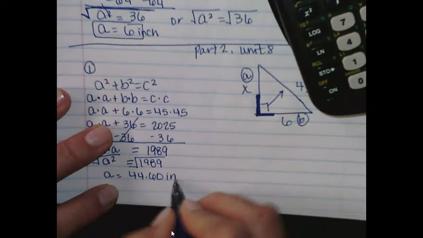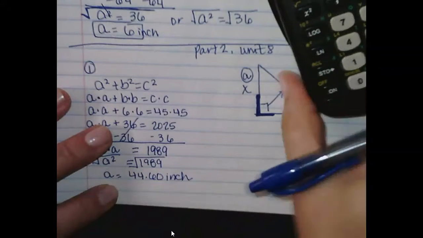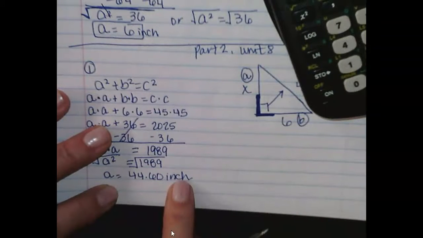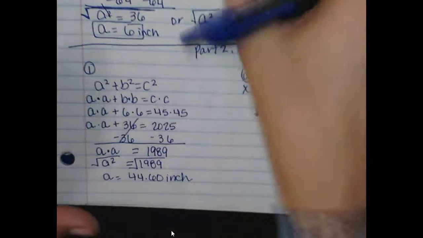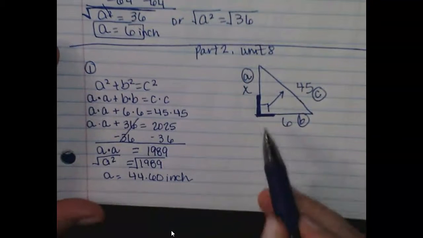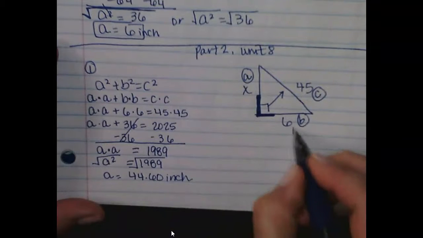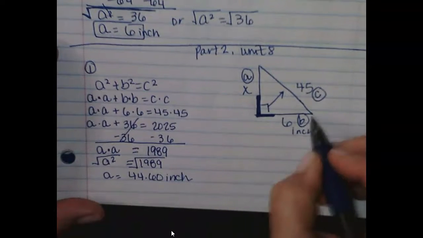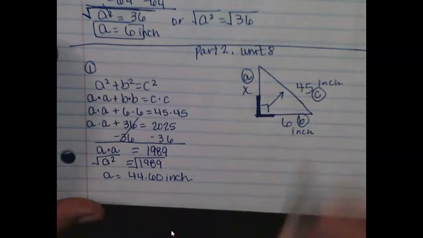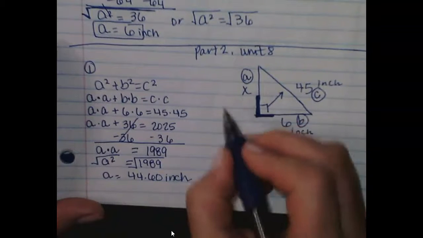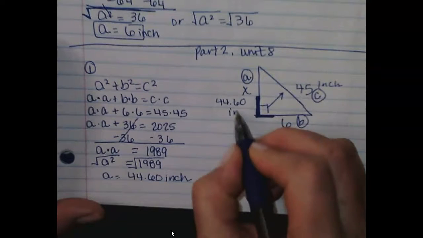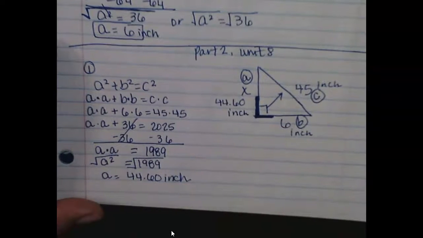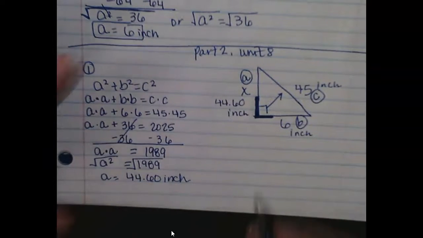And that's inches. Or units. I don't care what you call it. But it's plain. It doesn't have any squared, cubed, any of those flavors to it. So let's go back and look at what you just did. You told me the base was 6 inches. This hypotenuse is 45 inches. And this x is 44.60 inches. True.